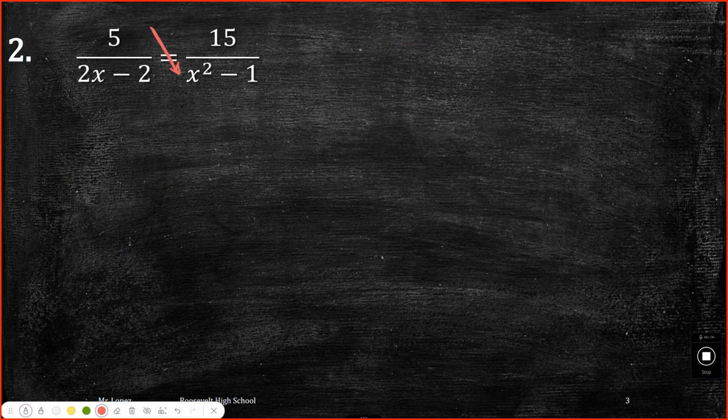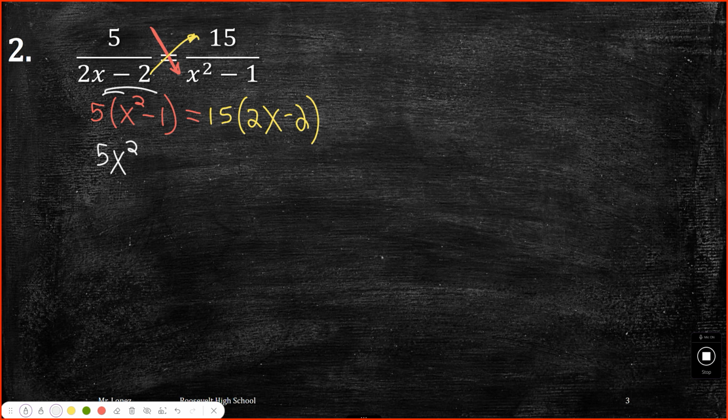So we're going to do, and I'll do it step by step for those that do not know how to multiply this quickly. It's going to be 5 times this quantity, and it's going to equal, cross multiply that 15. Let's put that 15 in the front, and then let's put that 2x minus 2 in the back here. All right, and now we can distribute. If we distribute, what am I getting? It's going to be 5x squared minus 5 is equal to what?